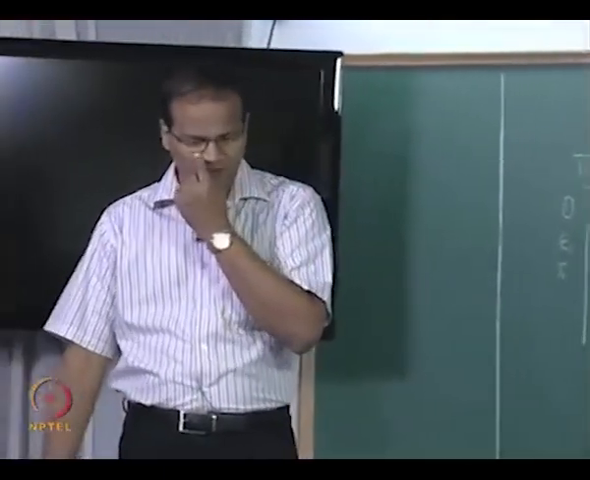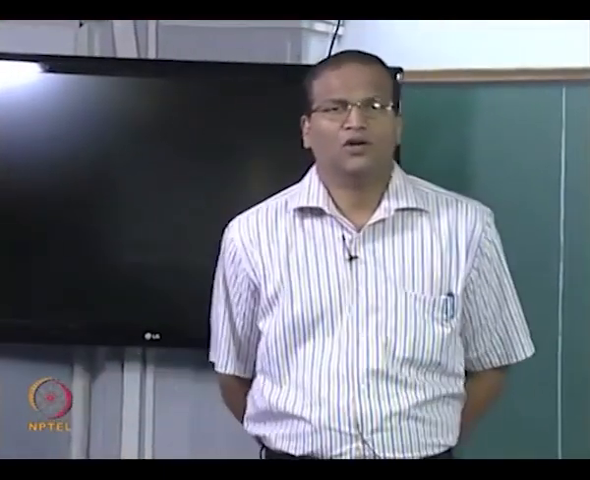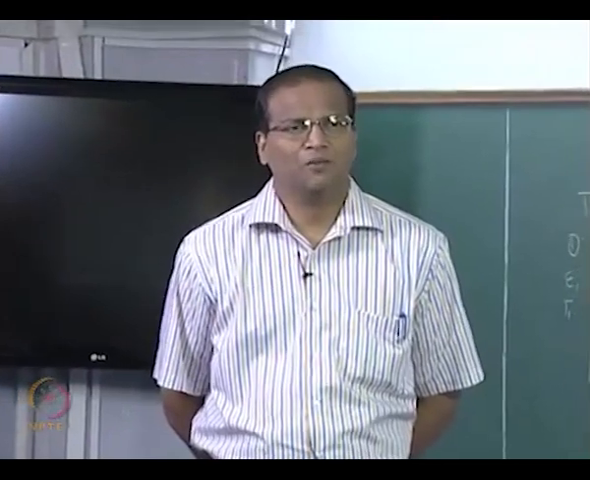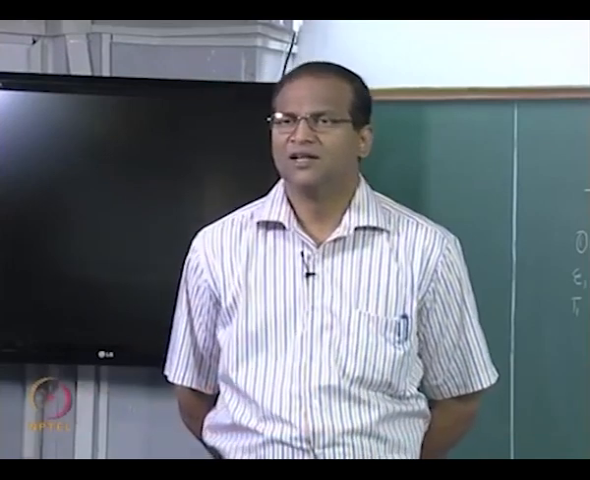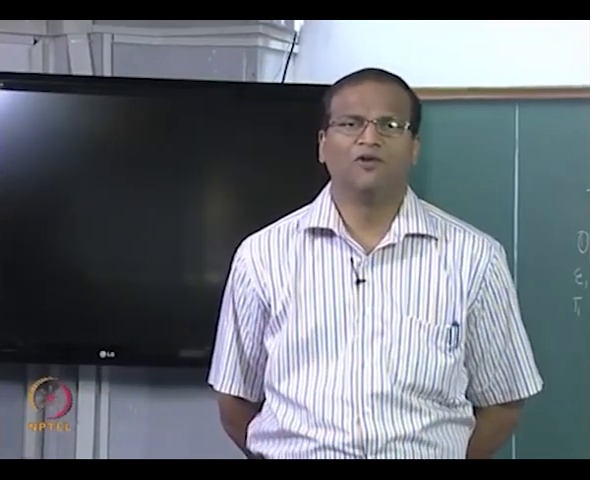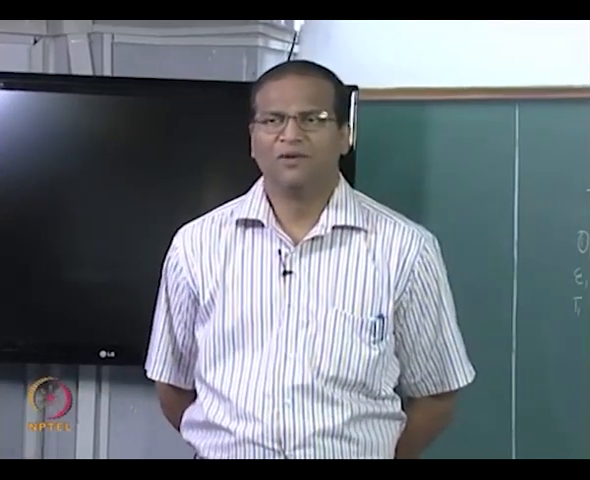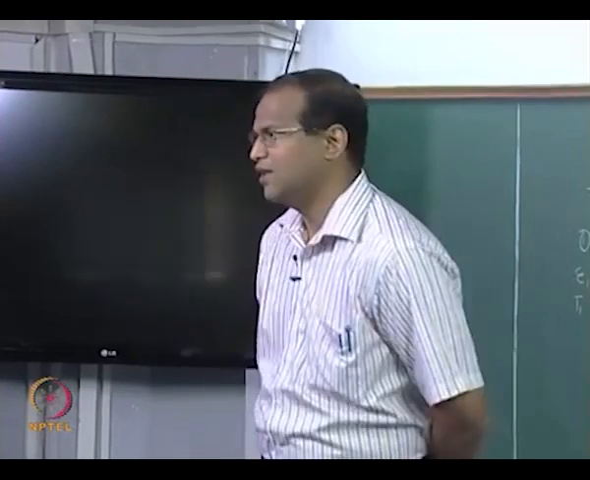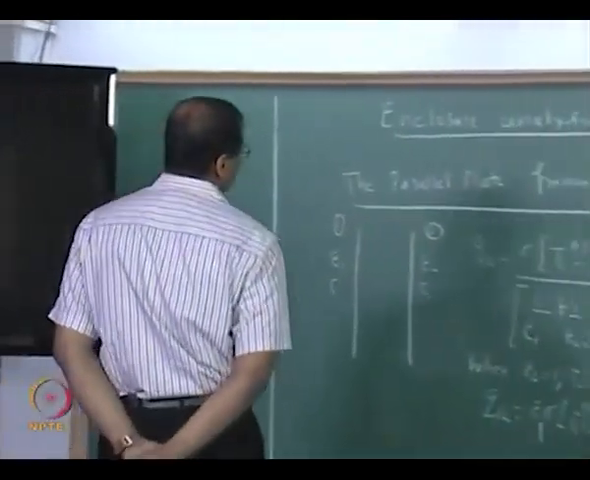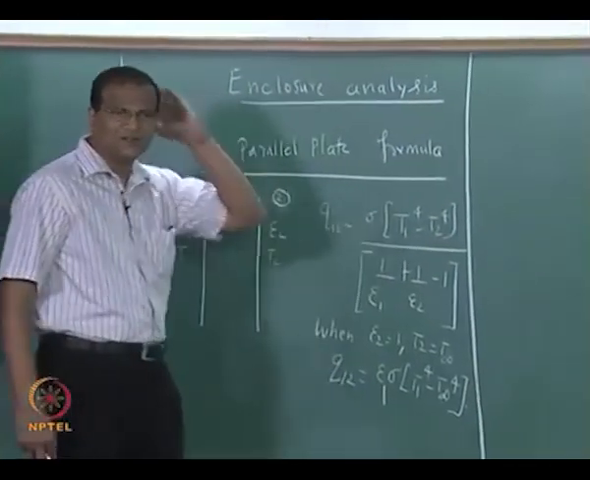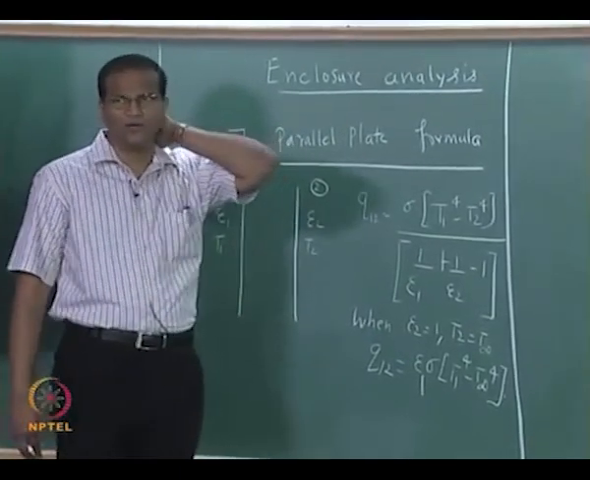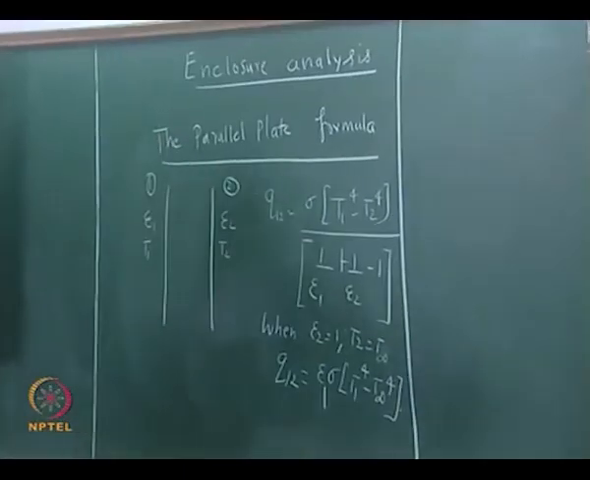Then we went on to solve the problem of a two zone or two surface enclosure where you have two parallel plates which are infinite in extent, so that F12 equal to 1. Then we wrote the radiosity relations. Then we found J1 and J2. We found Q equal to J1 minus G1 equal to J1 minus G2, and we got the familiar parallel plate formula. This is a very important result which can be used to model heat transfer between two plates when the convection between them can be neglected.